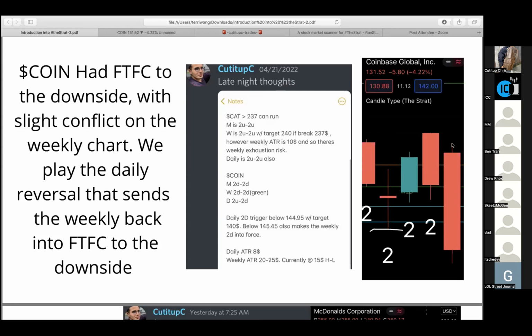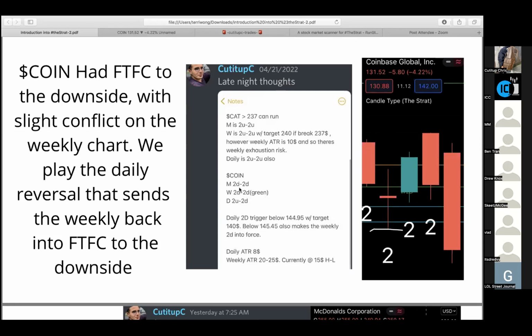Weekly. Yeah. So the 2 down trigger was like right here, and our target would have been 140. So daily 2 down trigger below 144.95 with target 140. Below 145.45 also makes the weekly 2 down back into force.